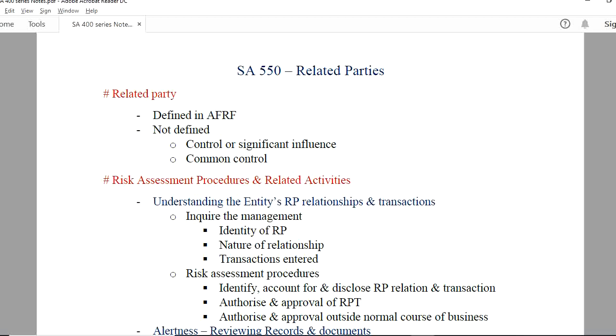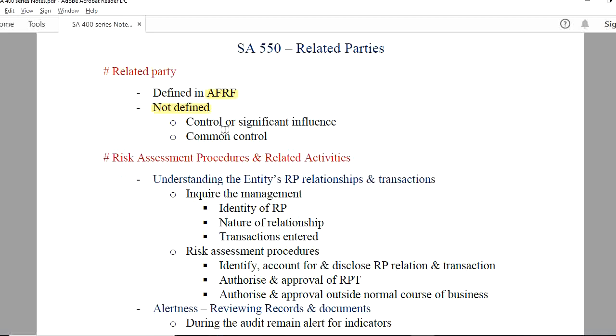Now let us revise SA 550, Related Parties. First and foremost, who is a related party? A related party is a person who is defined in the applicable financial reporting framework. Where the AFRF is silent, it means a person or other entity which has control or significant influence, either directly or indirectly, over the reporting entity.